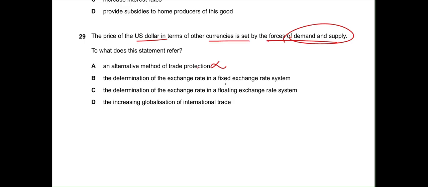The determination of an exchange rate in a fixed exchange rate system? It is not a fixed exchange rate system, but the right answer would be option number C, that is the determination of exchange rate in a floating exchange rate system. Because in this system, the value of my currency is dependent on the demand and supply of my currency. So that's the reason option number C is the most appropriate one. Option number D, again it's eliminated, it doesn't make any sense. An increasing globalization of international trade? No, but C is the right one.